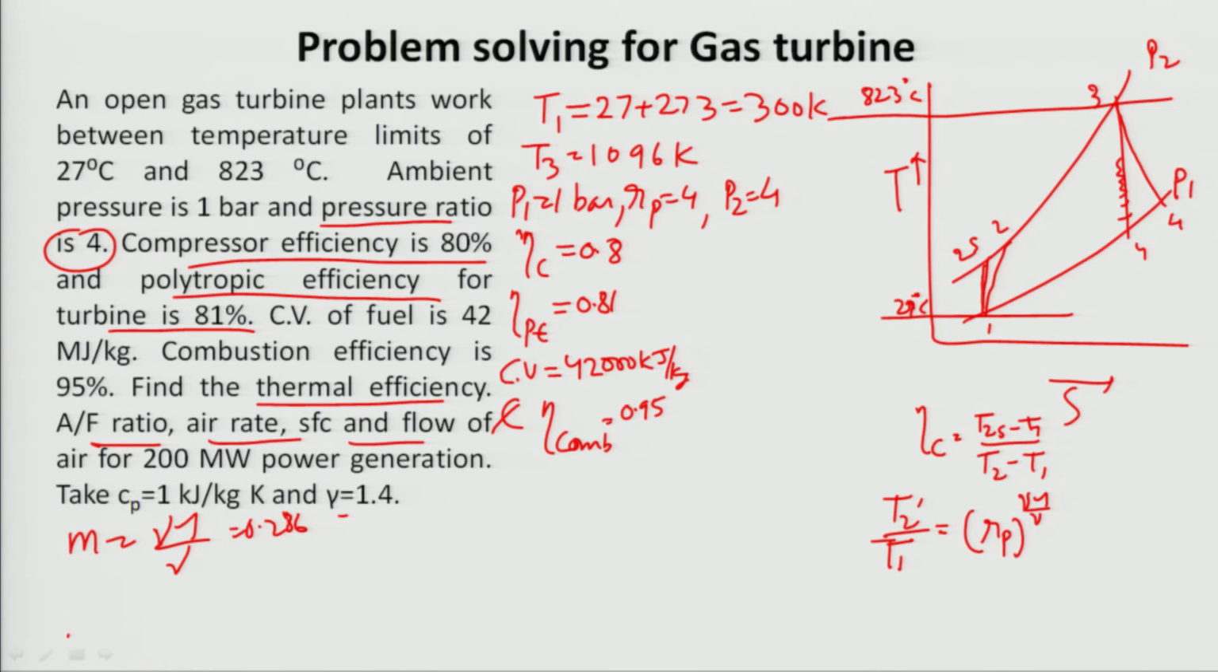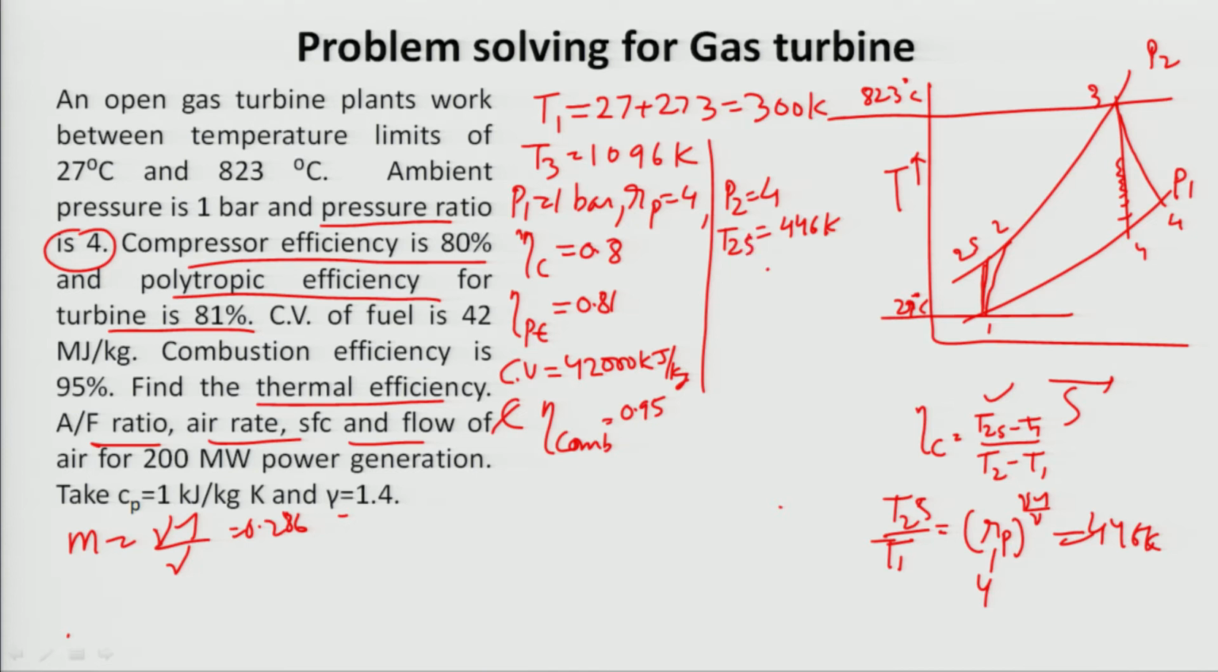Okay. Put the value of the pressure ratio as 4 and the exponent 0.286, and we can find out the value of T2 dash, and T2 dash comes here as 446 Kelvin. What values have we found out again? T2 dash is equal to 446 Kelvin. Put this value of T2 dash, or T2s basically, here. So this T2s is known to you.